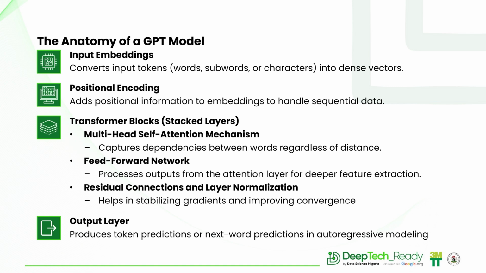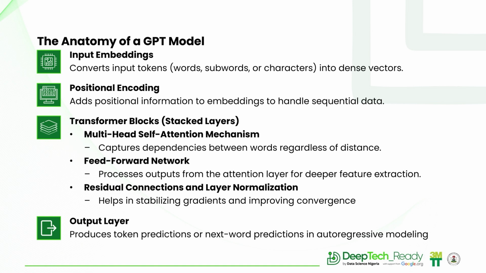The core of GPT is made up of multiple transformer blocks that are stacked together to form a deep architecture. These blocks include two main components: the multi-head self-attention mechanism and the feed-forward neural network. The multi-head self-attention allows the model to capture relationships between words, even if they are far apart in a sentence, and they do that by calculating attention scores.